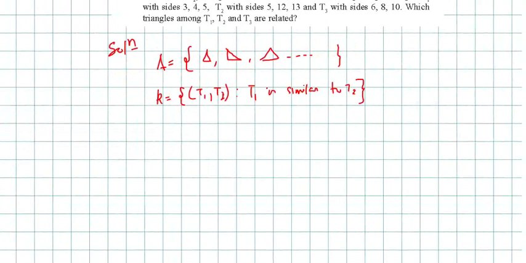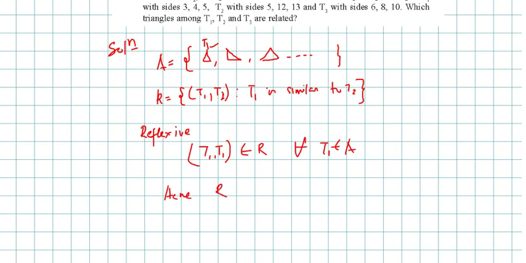First of all, let us check reflexive. Look closely. If this is the triangle T1, T1 will be similar to itself. So, T1 comma T1 will be an element of R, because a triangle will always be similar to itself. So, all the triangles from the set A will be similar to themselves. Therefore, definitely for all T1 element of A, hence R is reflexive.